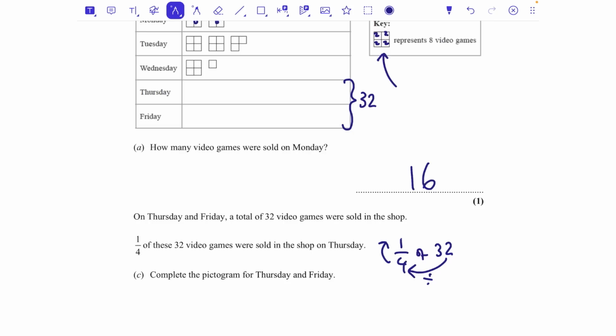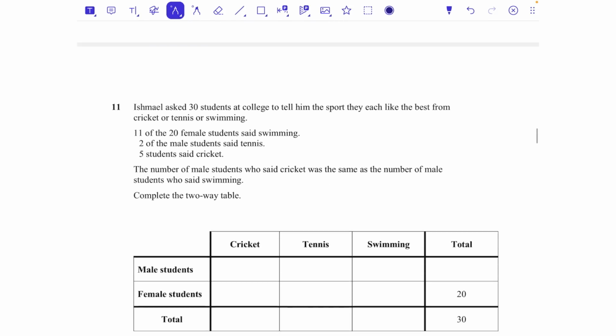So we then know that 8 of them were sold on Thursday, and we know that that looks like this. And the rest of them were sold on Friday. So a quarter of 32 is 8. 32 take away 8 is 24. So on Friday, we need to draw 8, 16, 24. And that looks like that. Wonderful. All done. 3 marks.